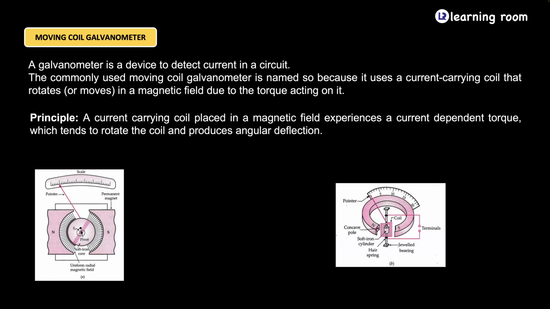So the important question is, how is this pointer working in the first place? It is rotating. So if something has to rotate, what is needed? If something has to rotate, torque is needed. So who's producing the torque in this?